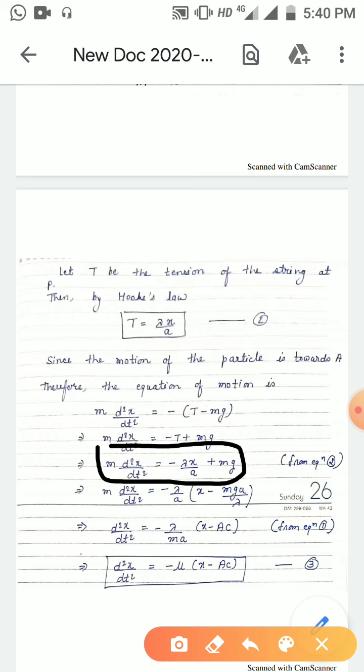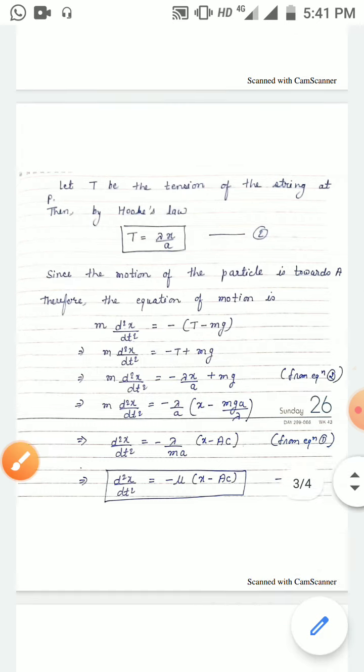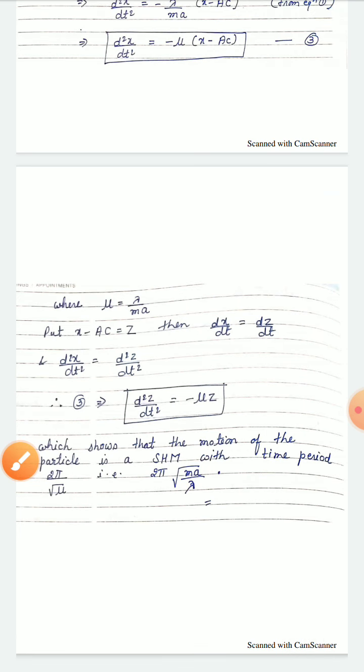Taking minus lambda by a common, we will get m d2x by dt square equal to minus lambda by a in bracket x minus mga by lambda. And from equation 1, the value of mga by lambda is AC. So we will get d2x by dt square is equal to minus lambda by ma into x minus AC, or d2x by dt square equal to minus mu into x minus AC. Replacing lambda by ma by mu, we will get minus mu into x minus AC. So here mu is equal to lambda by ma. Take it as equation 3.